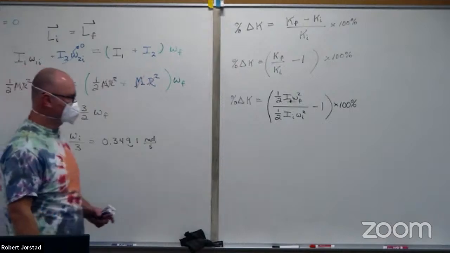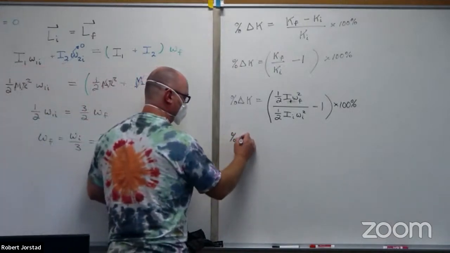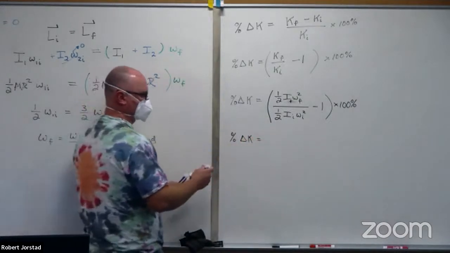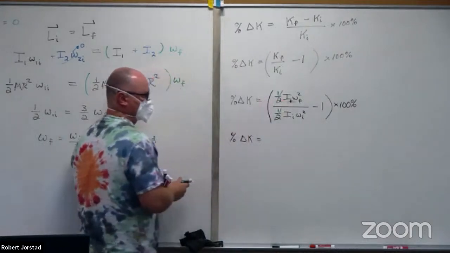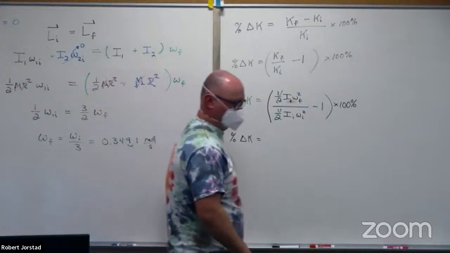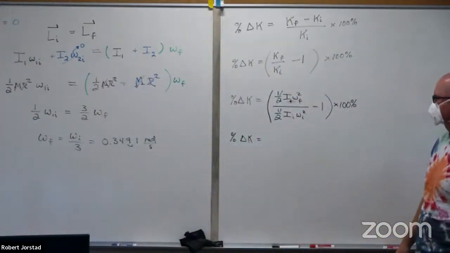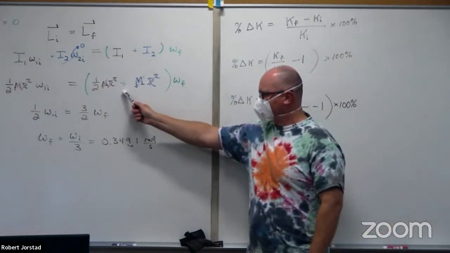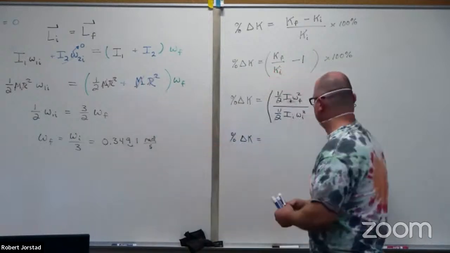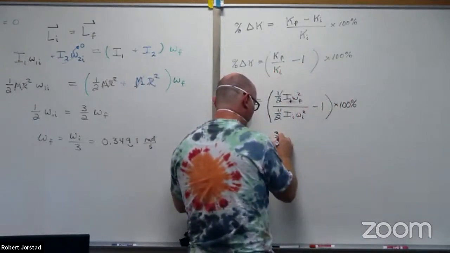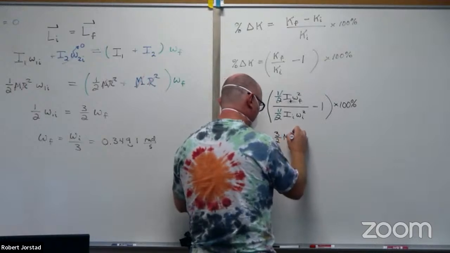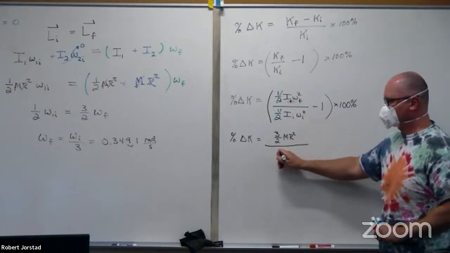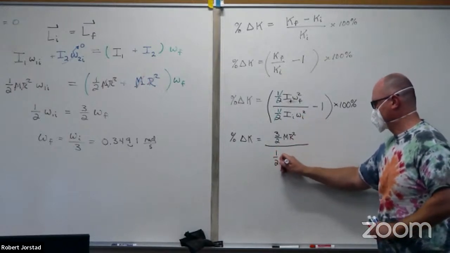Okay, now in this case, notice the 1/2 drops, right? What is I final? Do you remember? Do we have it written down somewhere? It's what? 3/2 MR squared, do you agree? So I'm gonna get a 3/2. Let me get out of the way in just a second. That's I final. I initial was what? 1/2 MR squared? Yep.